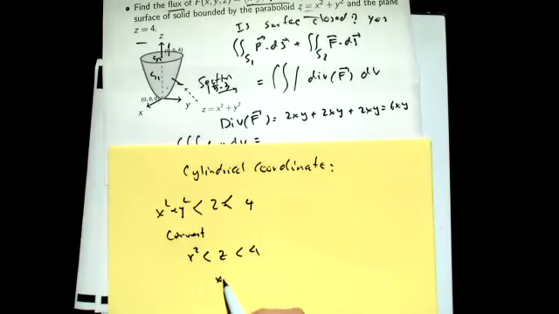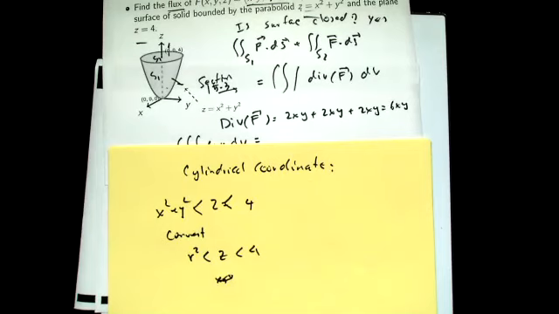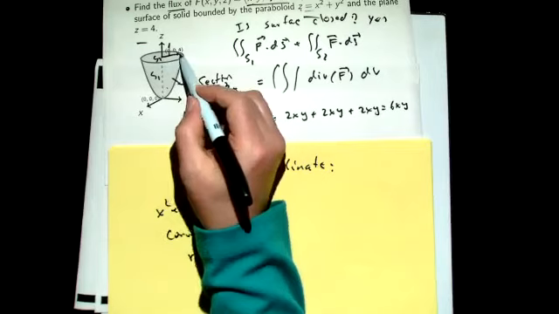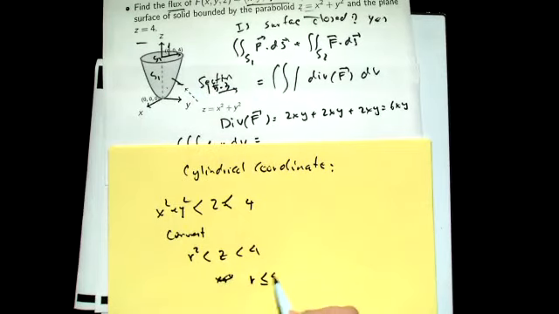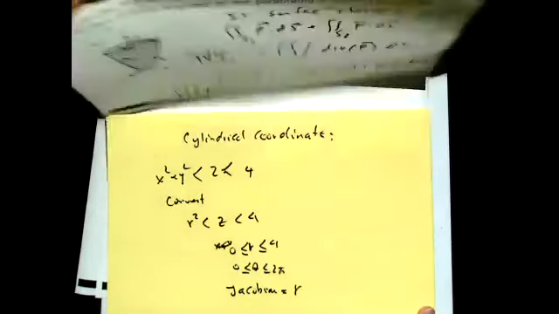Then x and y, the other bound for x and y is the biggest circle, basically. So what I need is r. The biggest r I get is right there, which is 4, and 0, and theta is between 0 and 2 pi. What is the Jacobian? The Jacobian is equal to r with cylindrical coordinates. So now I'm setting it up.